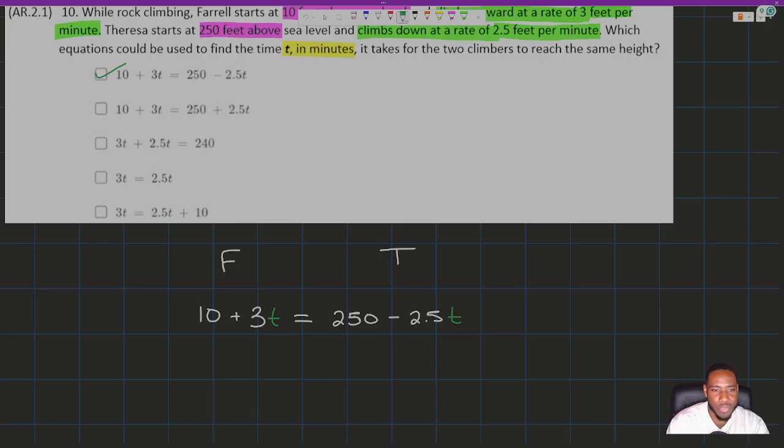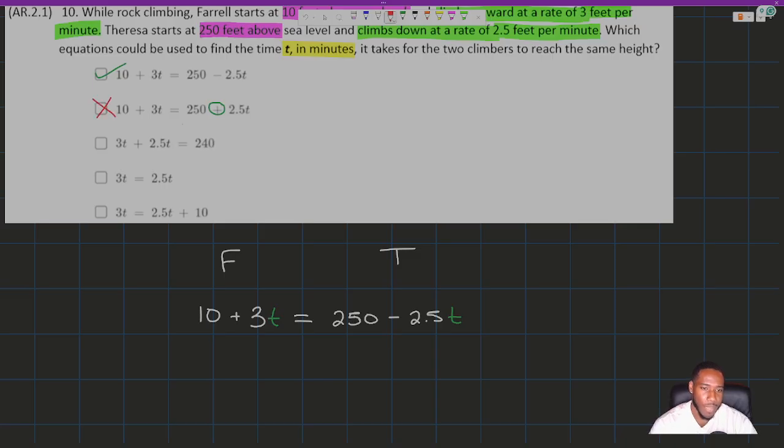Now we see the only difference between the first and the second answer choice is that we have a plus here in the middle. And that doesn't work for us because that's saying that Teresa is also climbing at 2.5 feet or 2.5t upwards. So in this situation, both of the climbers are climbing upwards, which we know is not true. Eventually they would meet, but that doesn't accurately model the situation here.